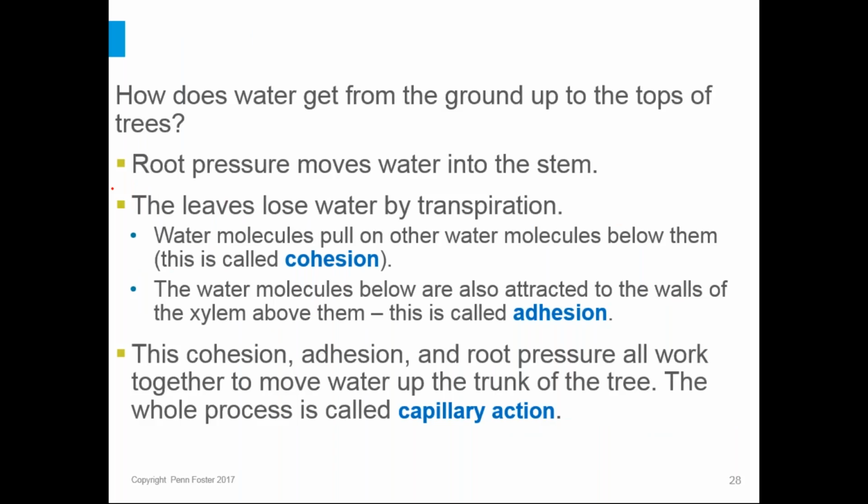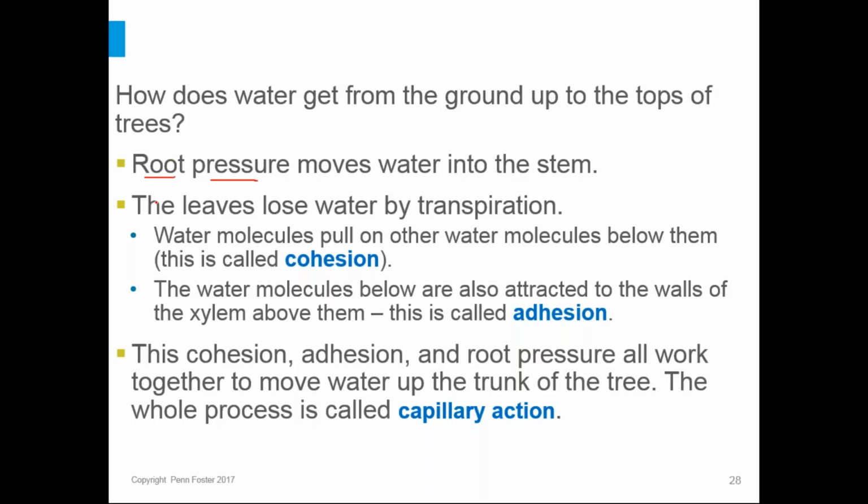And the last section in this chapter is about transport. So how does water get from the ground all the way up to the tops of trees? There's a few things that work in combination to make this happen. So first of all, you've got root pressure. Remember, that's the water being pumped from the dermis into the vascular tissue, and as more of it gets pumped in, it starts pushing the water upwards into the tissue.